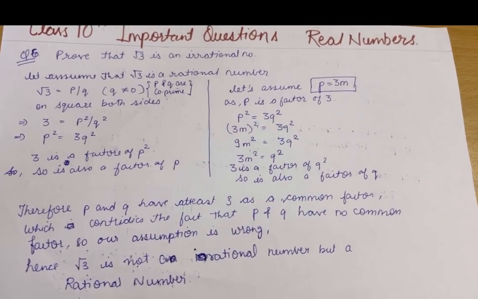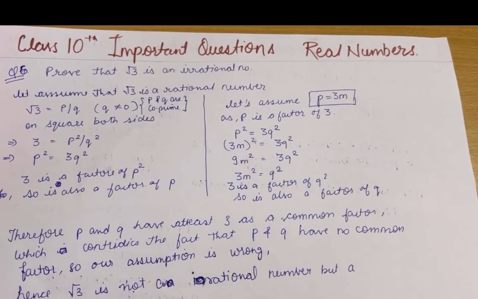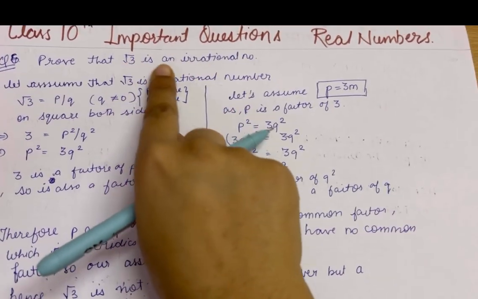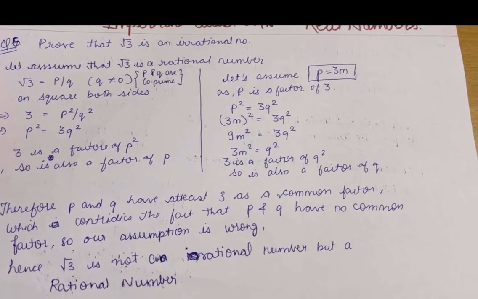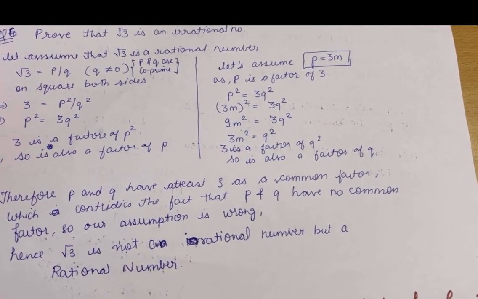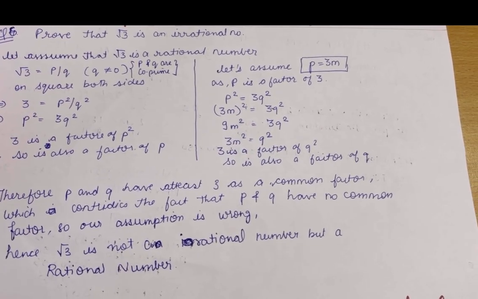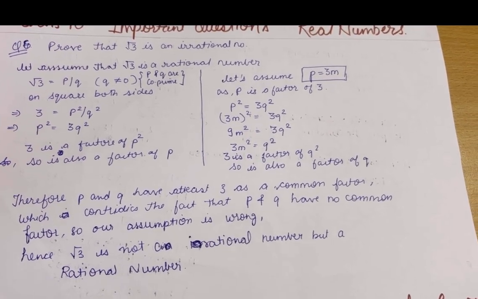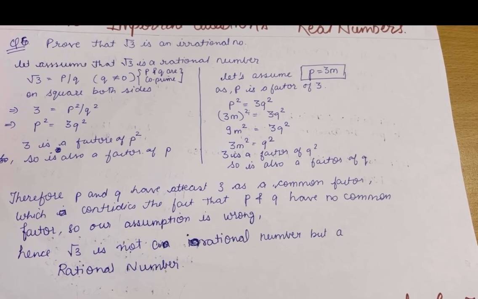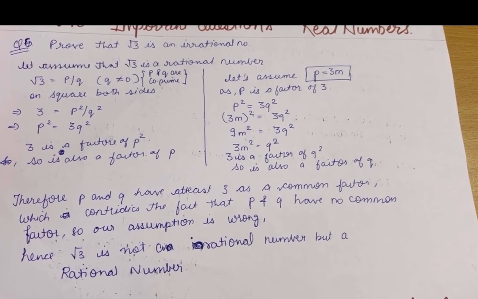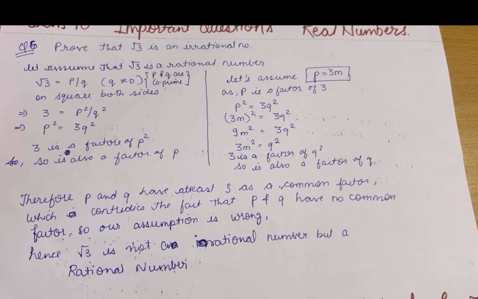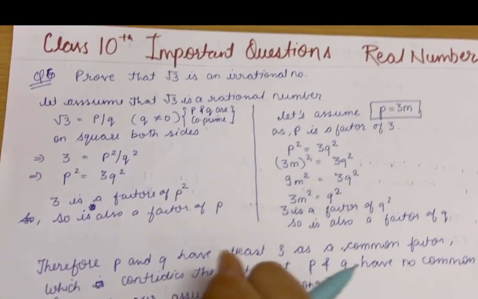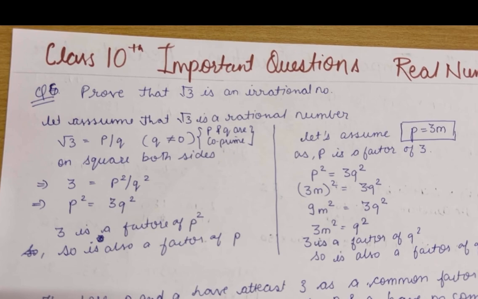Our last question for this video is again a proof type of question, which says prove root 3 is an irrational number. It is more of a theoretical question. I have already written the explanation part of it, so it will be very easy for you. If you use the same explanation and the same method in your board examination, you will be guaranteed full marks in this question. So the question says, prove root 3 is an irrational number.